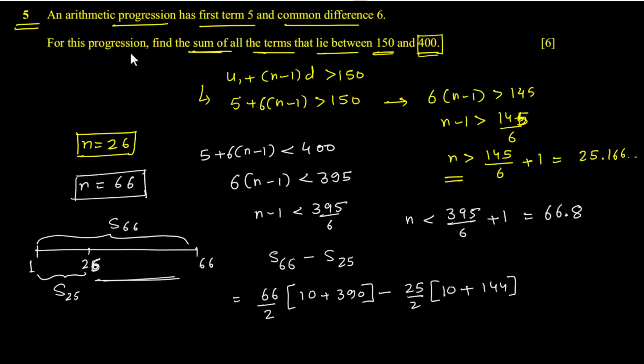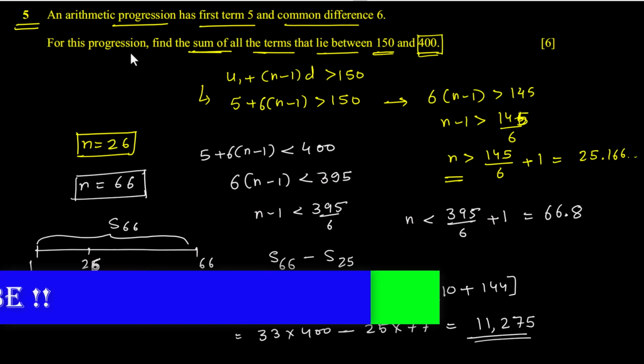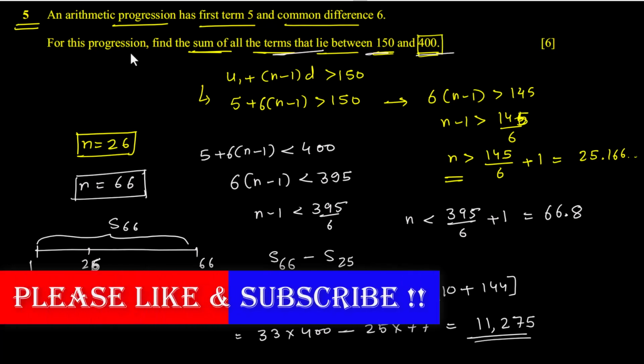So if we calculate, this is going to be 33 times 400 minus, this is going to be 154. 154 divided by 2 is going to be 77. So 25 into 77, and we can calculate this value directly from the calculator. So this value is coming as 11,275. So that's the sum of all the terms that lie between 150 and 400.